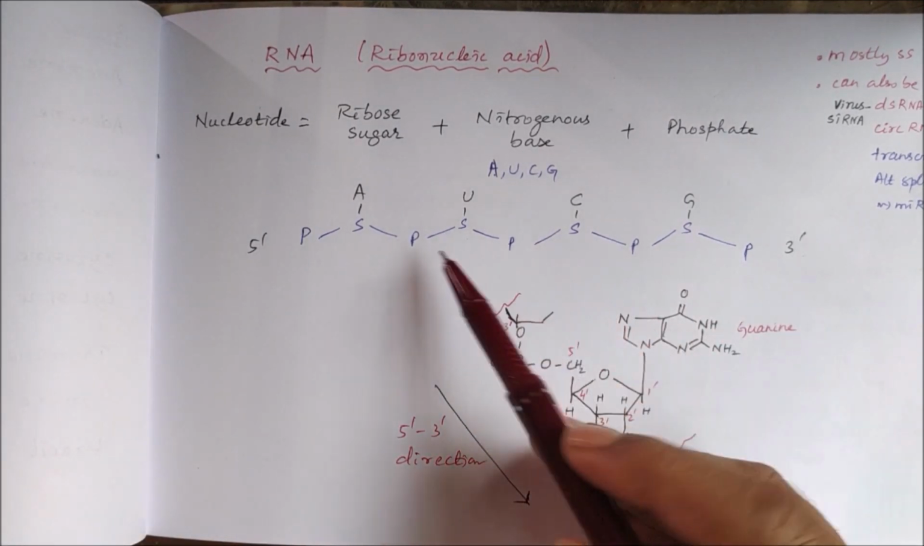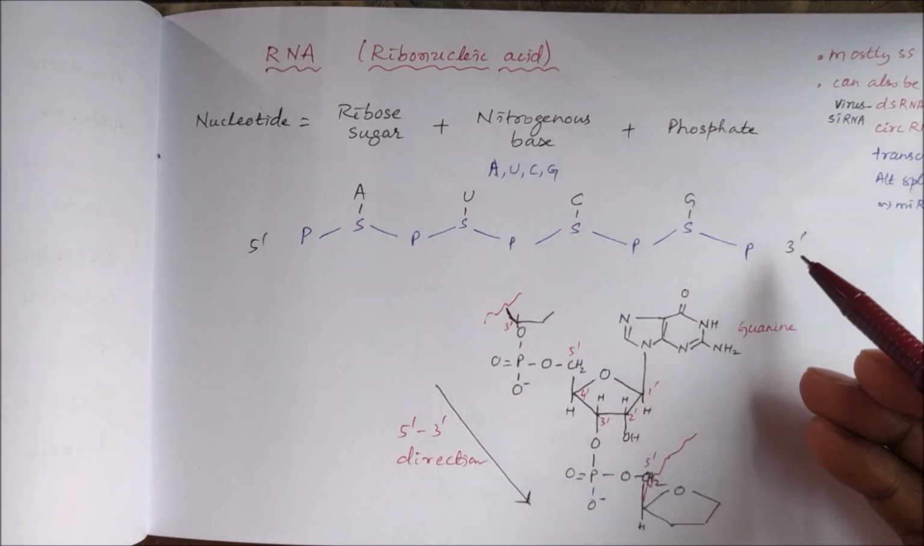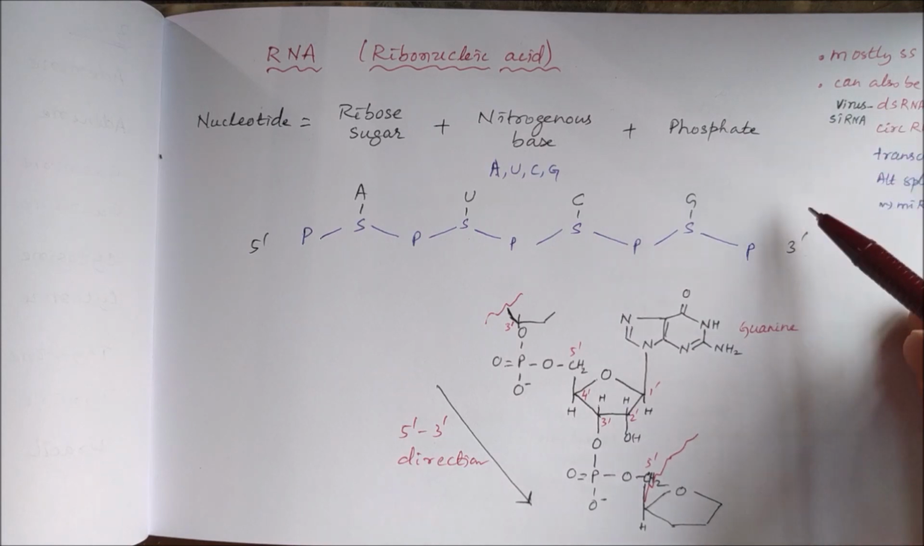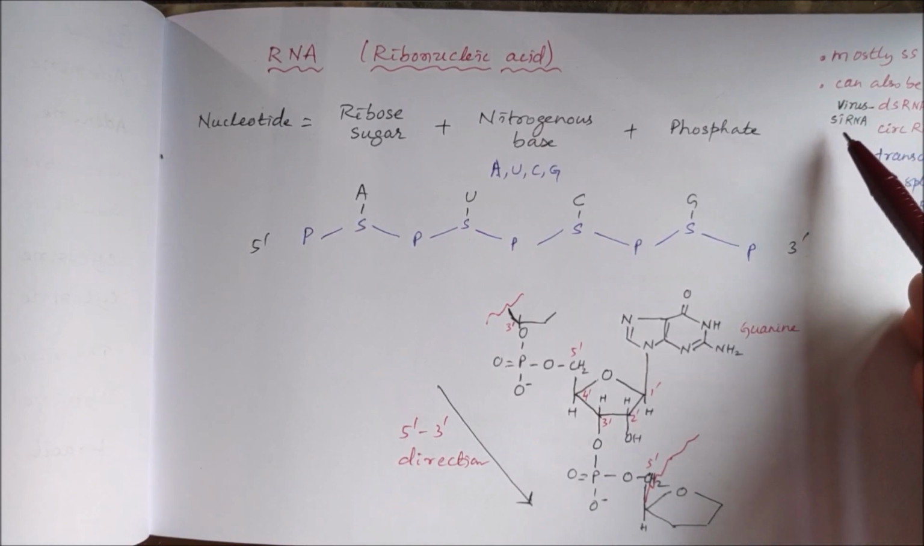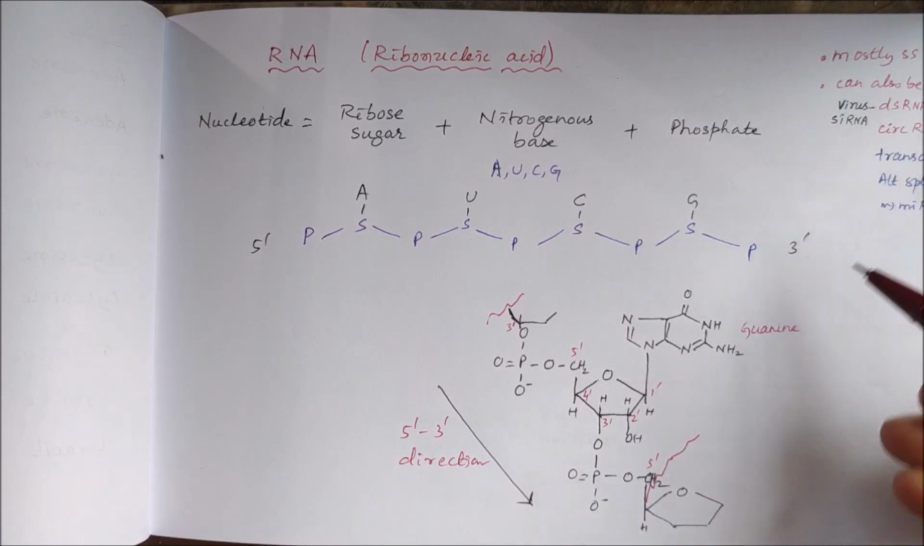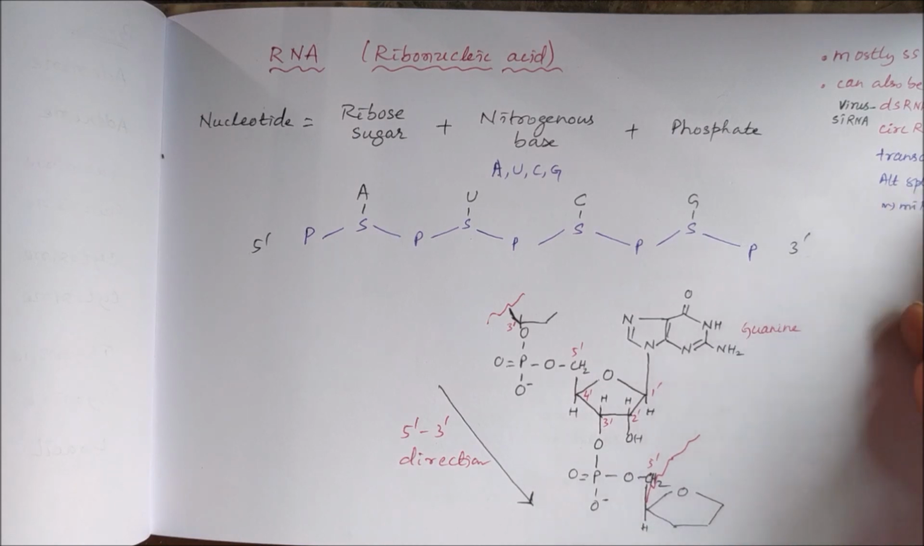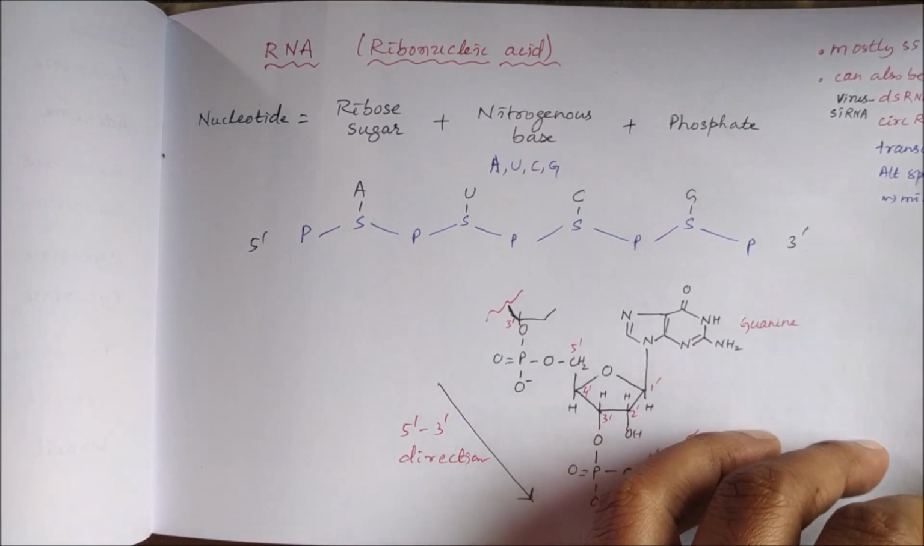Before that, mostly this RNA is single-stranded, but it can also be double-stranded in some viruses, and there is one RNA, small interfering RNA, that can also be double-stranded. And there is also circular RNA, which has functions like involvement in transcription and alternative splicing, and one major function of the circular RNA is that it inhibits the action of microRNA. So let us first discuss this. What are the types of RNA?